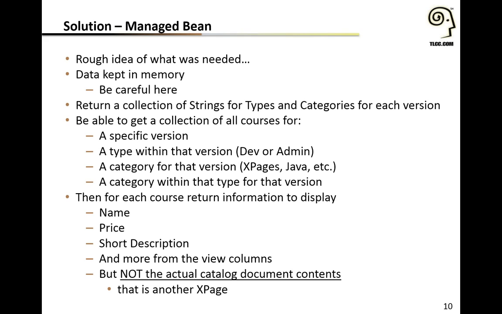So just kind of a reminder, I'm not actually trying to duplicate the entire catalog page. What we do is the user clicks on the title of the course and they can go to another page that actually loads from a Domino view and has rich text and graphics and stuff like that. This is strictly the actual page that you see with the listing of courses.